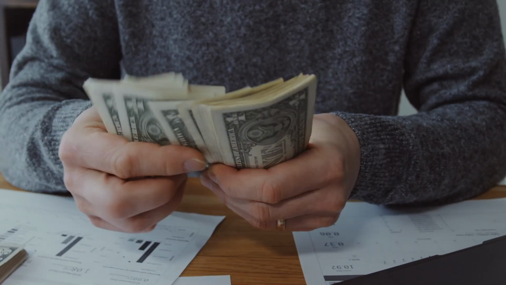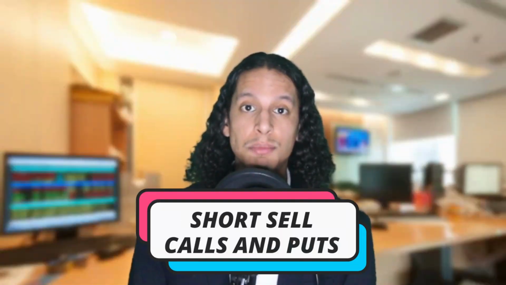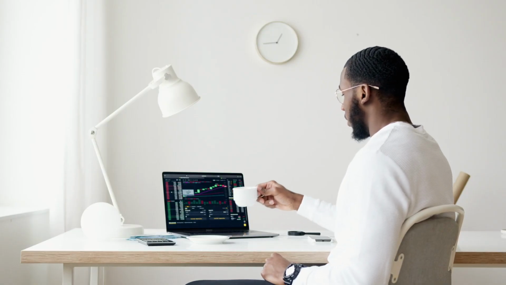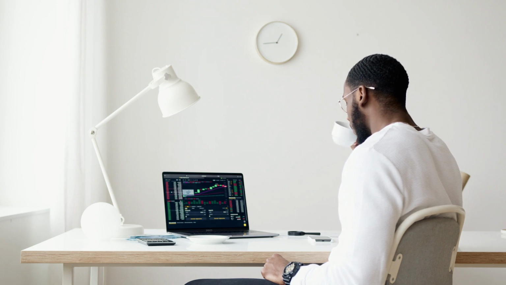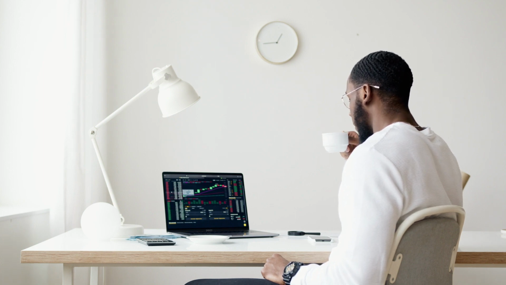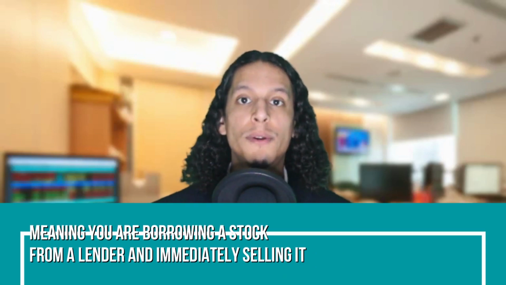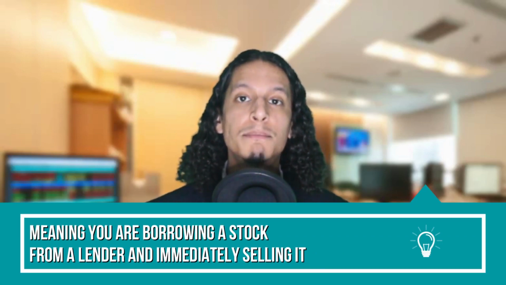You can buy calls and puts, but you can also short sell calls and puts. Before we get into that, let's explain what short selling is. When you are short selling a stock equity, so not an options contract, just a regular stock, you are selling something that you technically don't own, meaning you are borrowing a stock from a lender and immediately selling it.